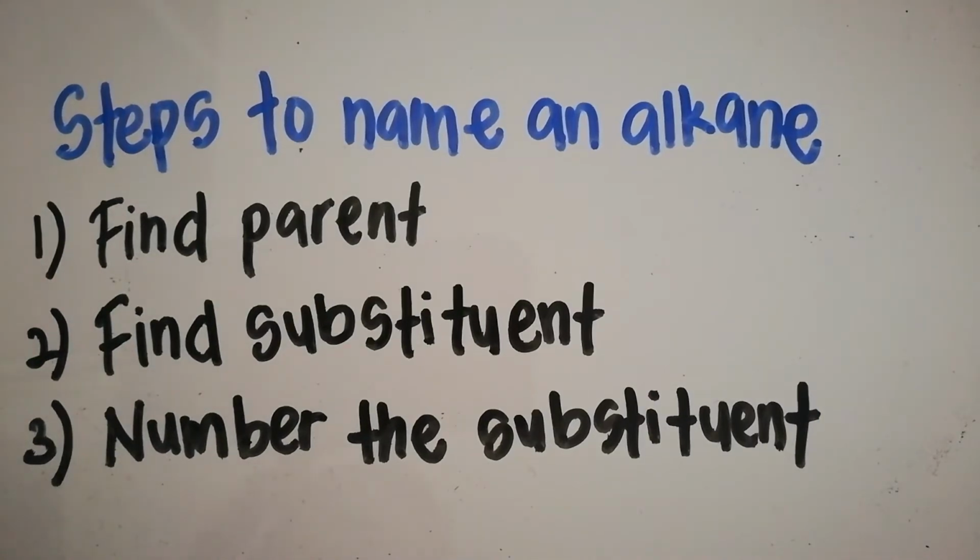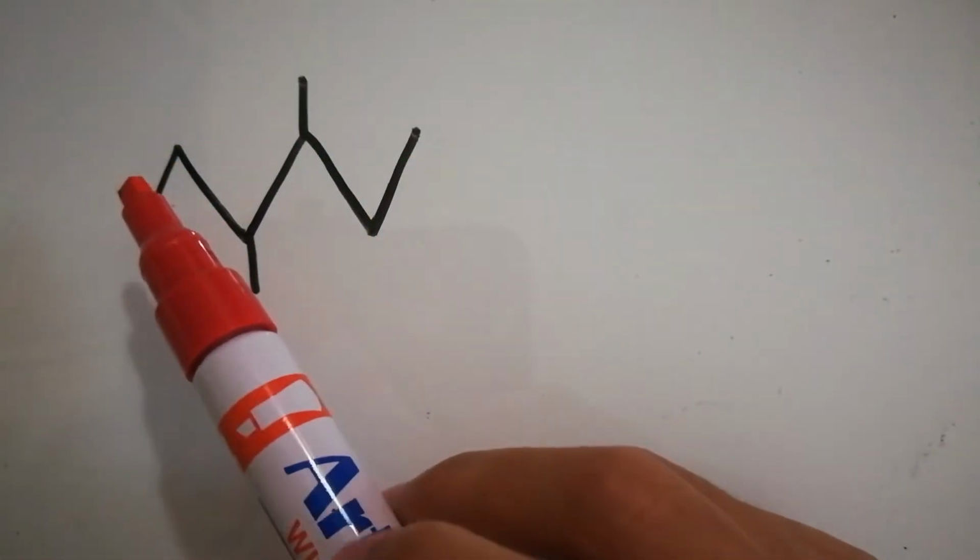Okay, so we already know the steps. Now let's go to the first example. The given here is a skeletal structure. So the first step, we need to find the parent, the parent which makes the longest chain.